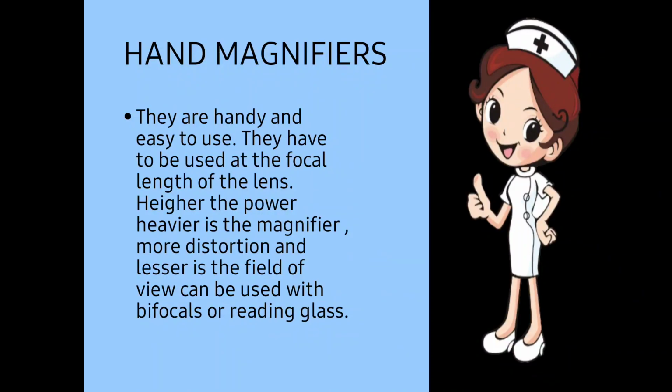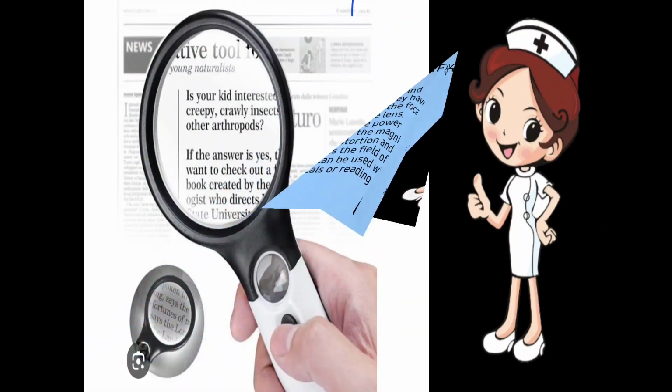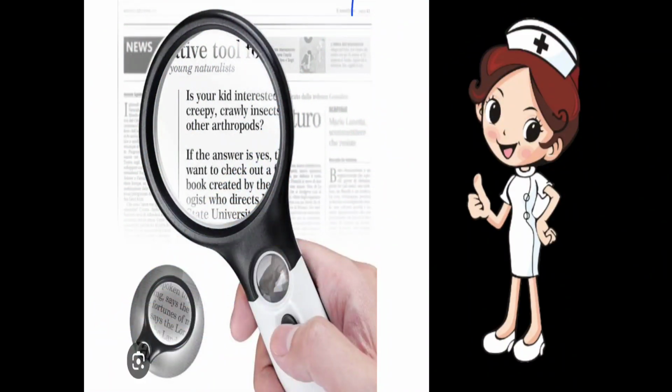Next one, hand magnifiers. These are handy and easy to use. We can hold it in a hand and use it easily. They have to be used at the focal length of the lens. The higher the power, the heavier the magnifier. As the power increases, it becomes heavier. This one is the magnifier. You can see the small alphabets get enlarged by this magnifier, so it becomes very easy for the low vision patient to read.